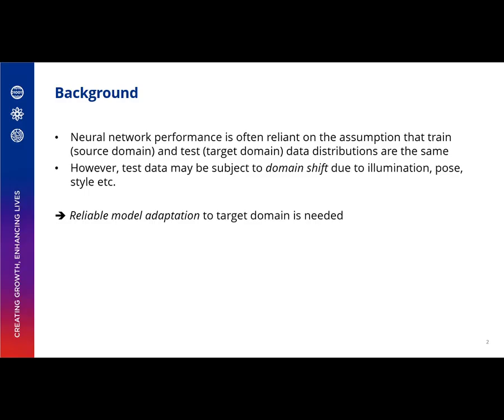Neural networks have achieved great performance in many tasks. This performance often relies on the assumption that the training and testing data, our source and target domain data, are sampled from the same distribution. However, this assumption can be violated when models are deployed in the wild, as the test data may be subject to domain shift. We need to adapt the models in a reliable manner.